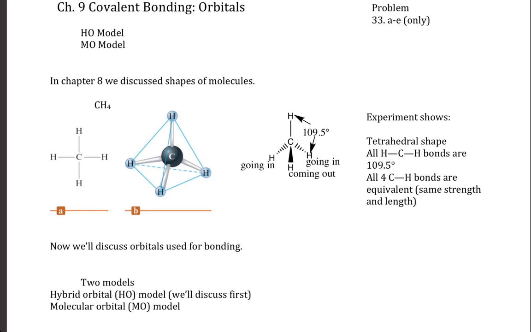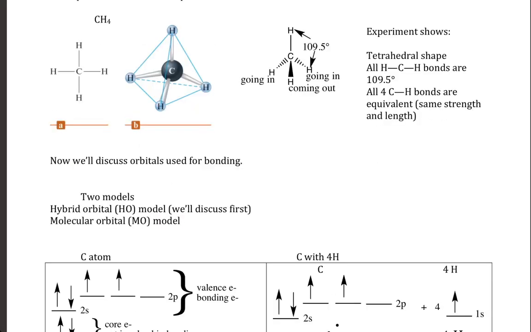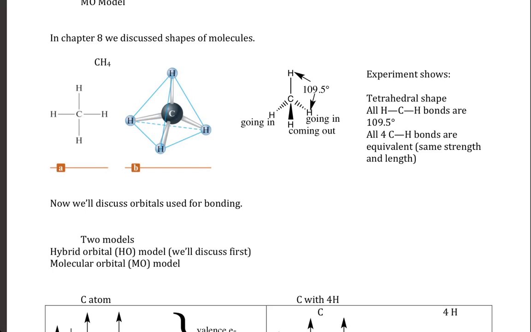In chapter 8, we discussed shapes of molecules. For example, looking at CH4, we would draw the Lewis structure, carbon surrounded by the 4 singly bonded hydrogens, and it would have the structure that is tetrahedral, bond angles of 109.5.